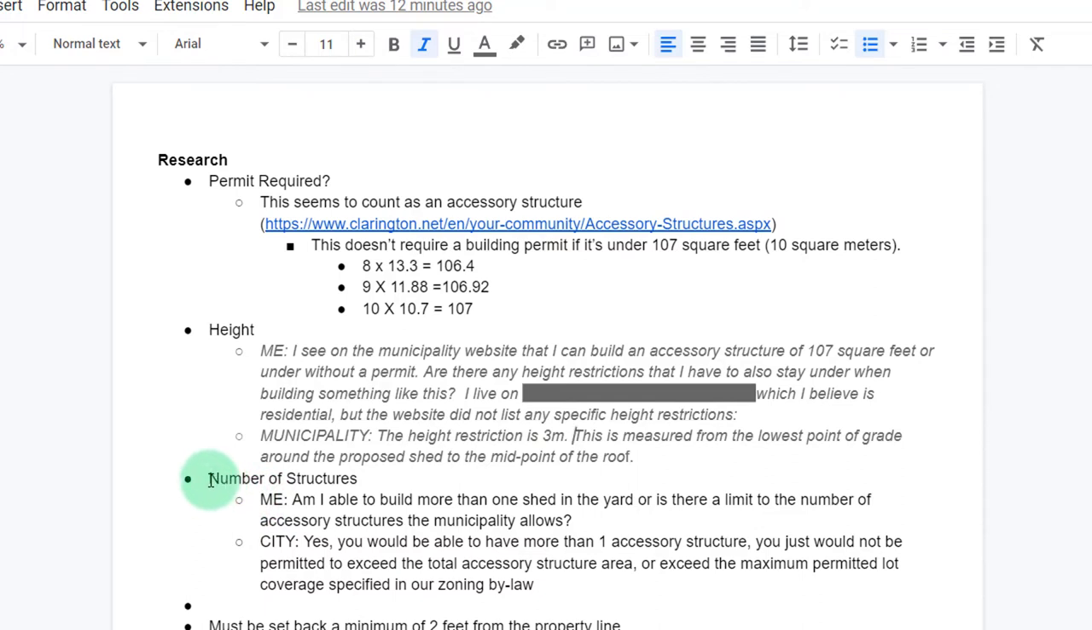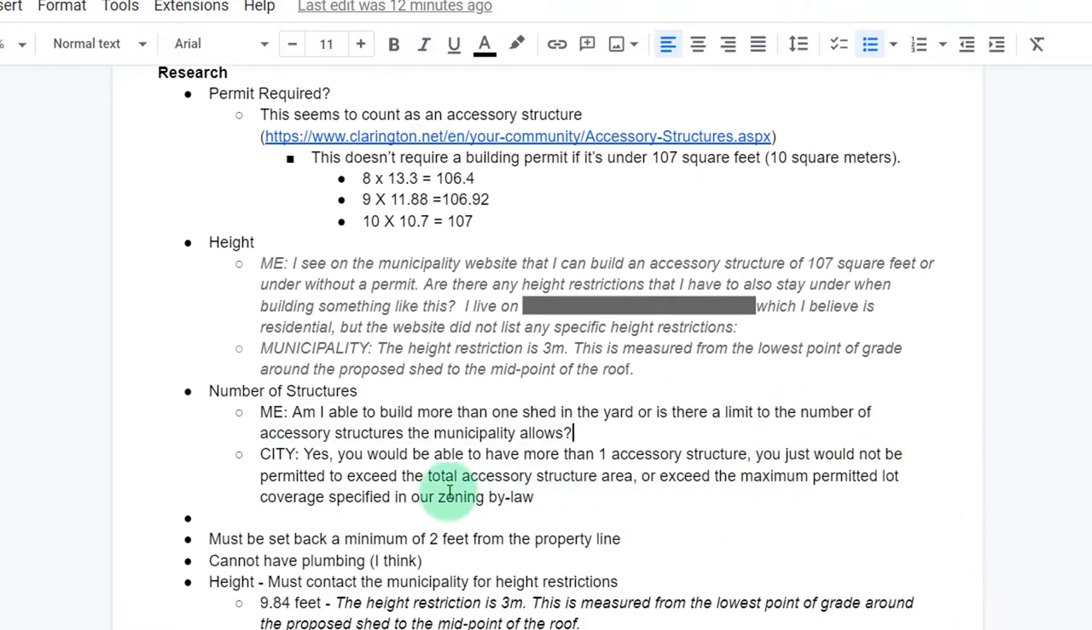The number of structures, I just thought I'd ask them. So I wrote back and said, am I able to build more than one shed in the yard, or is there a limit to the number of accessory structures the municipality allows? And they said, yes, you will be able to build more than one accessory structure. You just would need to be permitted, you would not be permitted to exceed the total accessory structure area, which is 107 square feet. And this is where it threw me off a little bit, and I had to start doing a lot more research. It says, or exceed the maximum permitted lot coverage specified in our zoning bylaws.